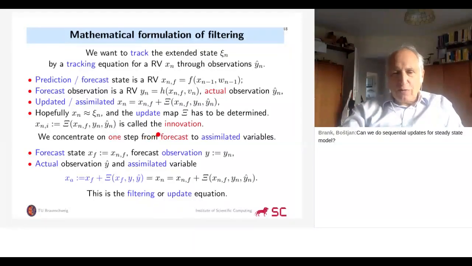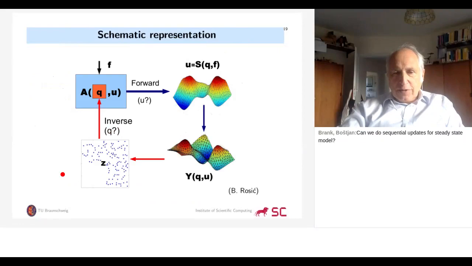So we just concentrate now on one step, going from n-1 to n. So we can drop the index n. And then it looks like this here. So we have the forecast, and the update, which takes the forecast state, the forecast observation, and the actual observation, and gives me a new random variable. And this random variable hopefully has the distribution which is given by Bayes' theorem. That's the idea. Good.